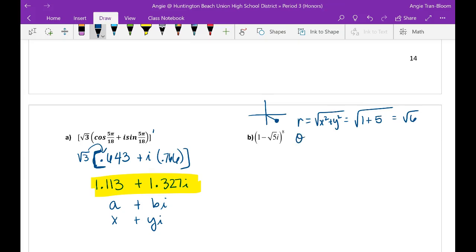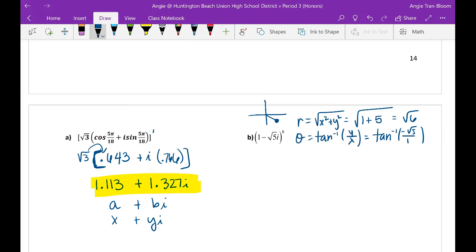Let's find theta. Theta is tangent inverse of y divided by x, which is negative rad 5 divided by 1. I don't have this memorized, so I would definitely have to use a calculator. Because this one is originally in rectangular form and you are now converting to polar, try to use degrees. If it starts out in radians, keep it in radians, but because it's not, we're going to use degrees.